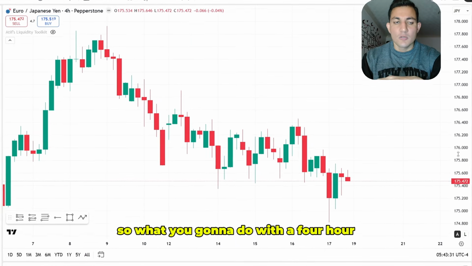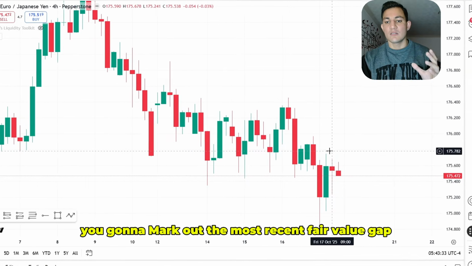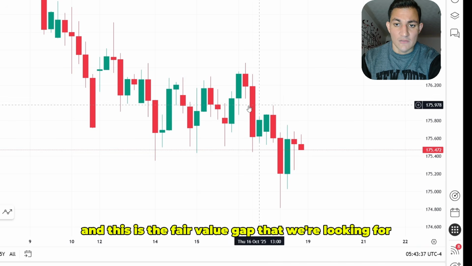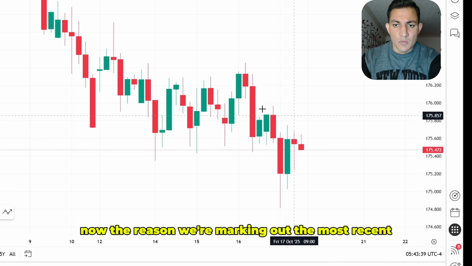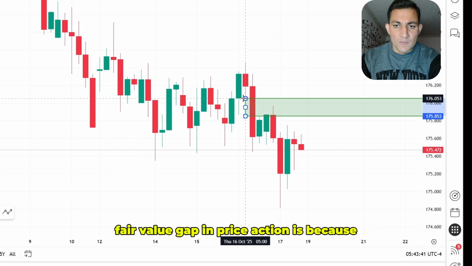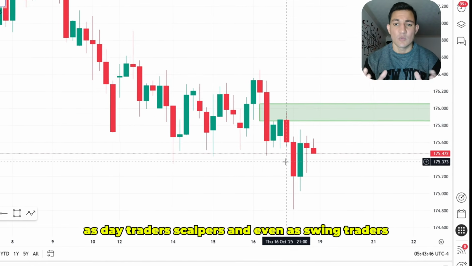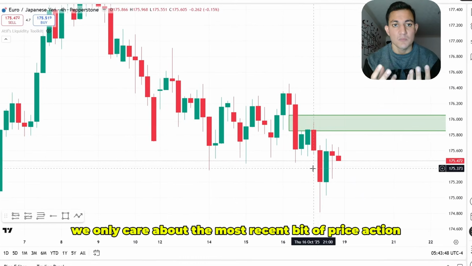So what you're going to do with a 4 hour chart is mark out the most recent fair value gap in price action, right? Now, this is the fair value gap that we're looking for. The reason we're marking out the most recent fair value gap in price action is because as day traders, scalpers, and even as swing traders, we only care about the most recent bit of price action.